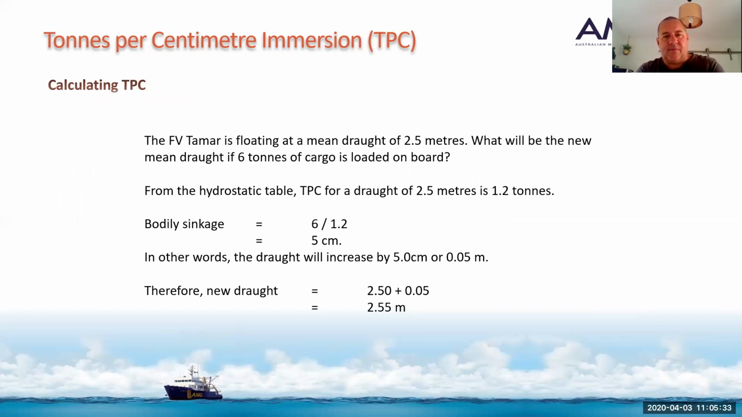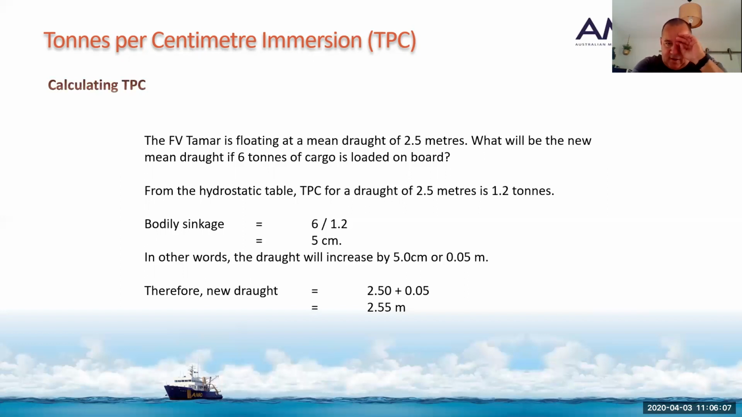The FV Tamar is floating at a mean draft of 2.5 metres. What will be the new mean draft if 6 tonnes of cargo is loaded on board? So we go to the hydrostatic particulars in the back of the FV Tamar book for the TPC at the draft of 2.5. So we go down to draft 2.5 metres, go to the TPC value, and you'll see that it's 1.2 tonnes. So 1.2 tonnes has to be added to change the draft by 1 centimetre.